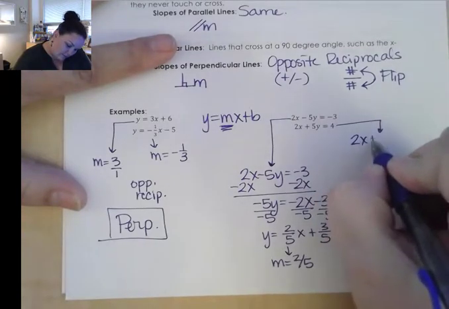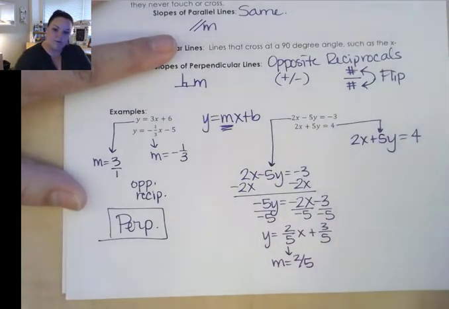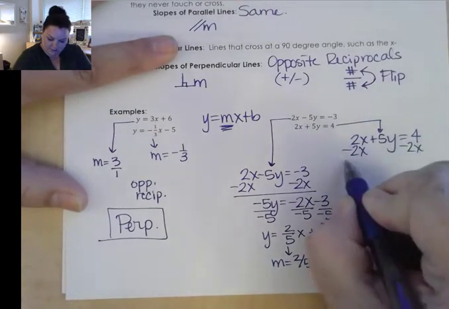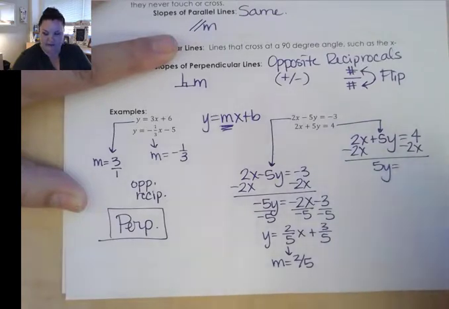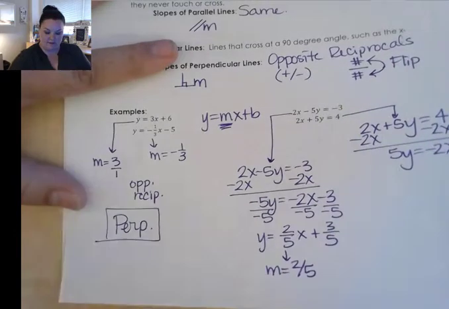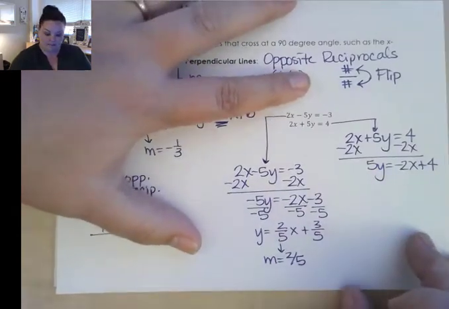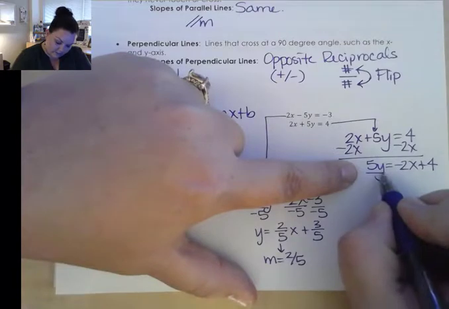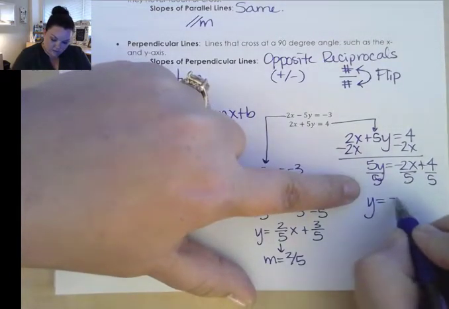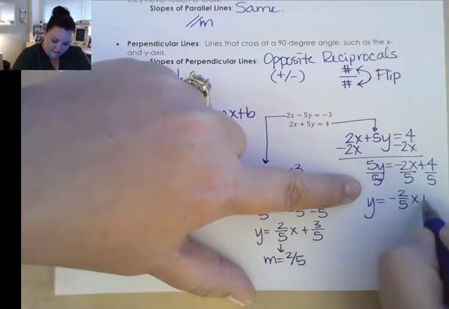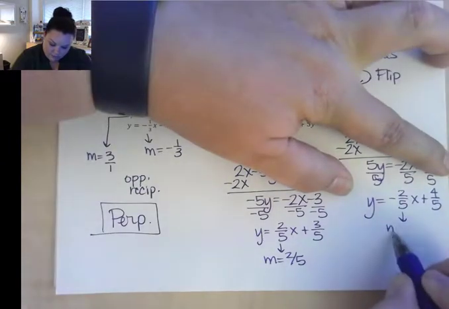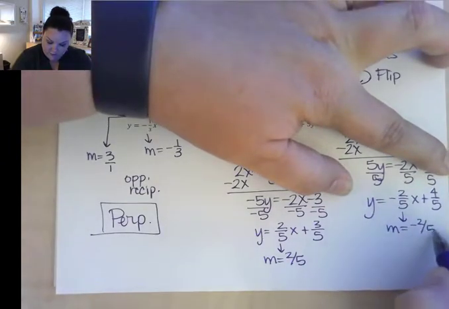So we have 2x plus 5y is equal to 4. I want to get y by itself, so I move my 2x term to the other side. So that gives me 5y is equal to negative 2x plus 4. And then I divide off my 5. So I divide my 5 off of every term, and I get y is equal to negative 2/5 x plus 4/5. So this one's slope is negative 2/5.